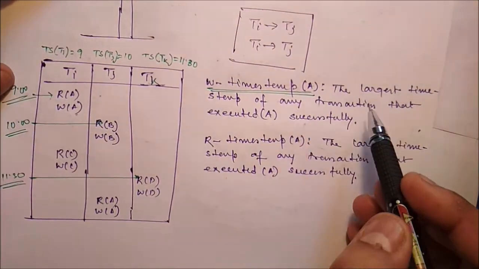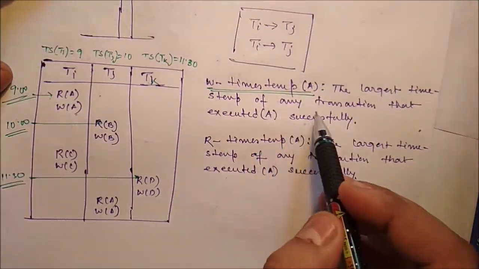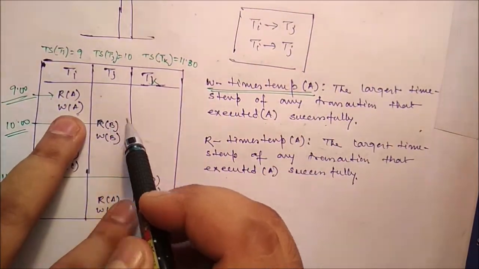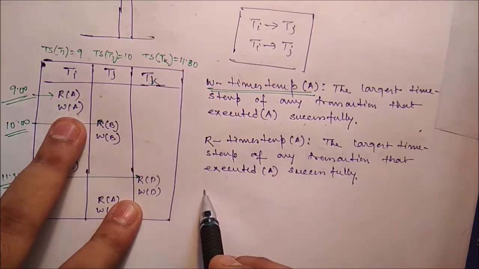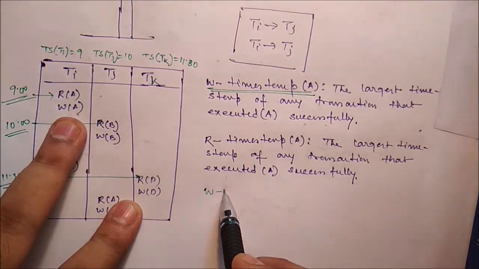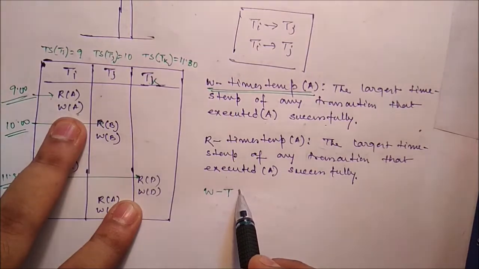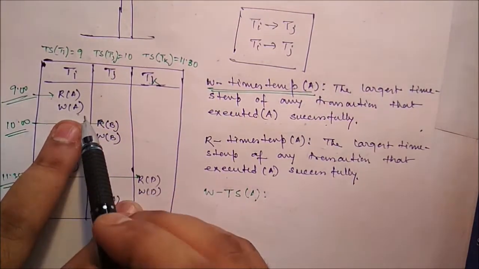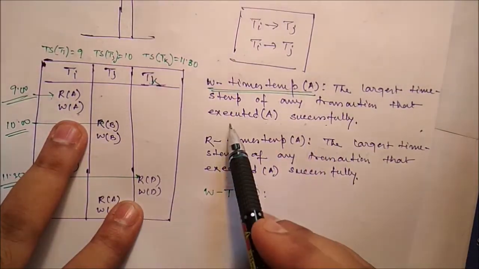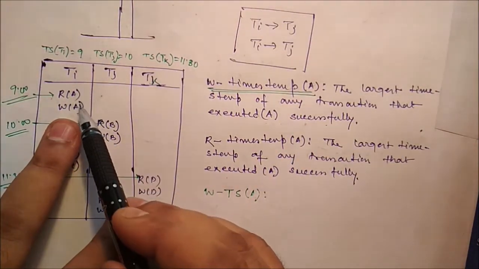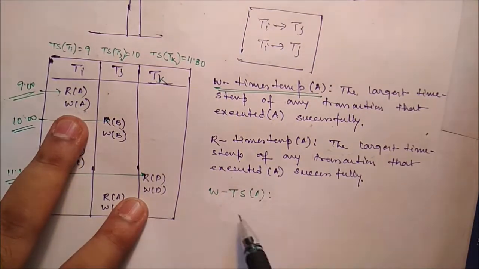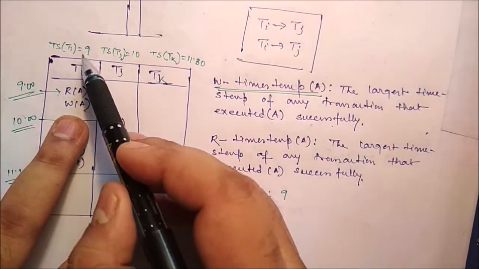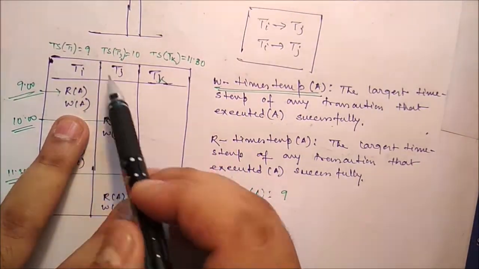Just see one by one. The W-timestamp is the largest timestamp of any transaction that executed successfully. Suppose you are here; that means W-timestamp of a variable is here. If it is here, it is the largest timestamp of any transaction that executed successfully. So Ti is executed successfully. What about W-timestamp of A? It is 9, because it just copies this TS(Ti). Are you getting this one?